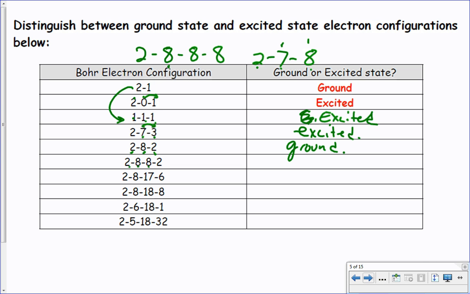2, 8, 8, 2. That's full. I'm good. Ground. Now, when I start getting into these numbers here, 18, this is how I fill in the middle group of the periodic table. We will learn that those are called the transition elements. But 18 is full here for transition. We see that 17 is not full, so one of them must have jumped up. This should be 2, 8, 18, 5. Notice then the 18 is full before I start putting them in the valence shell. So this is excited. Let's see you guys do the last 3 before we come to class and see how you do.